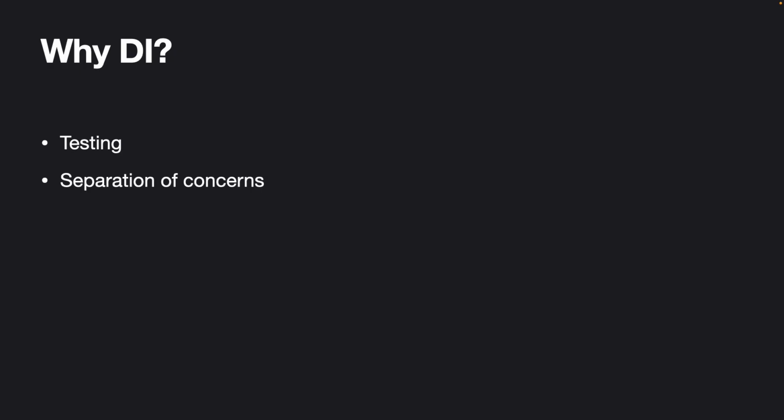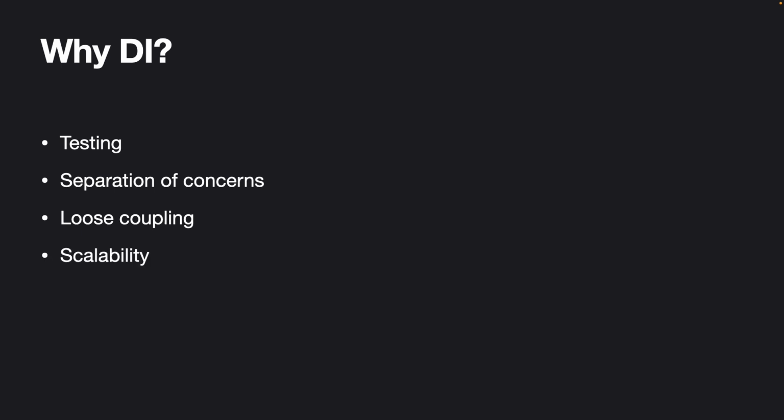Second, separation of concerns. Each class does just one job. Your view model doesn't need to know how networking works, it just asks for the data. That keeps your code clean and easier to understand. Third, loose coupling. Since you're not hard coding the real implementations, you can swap them out whenever you need to. Want to change your API layer? No problem, your core logic doesn't need to know or care.